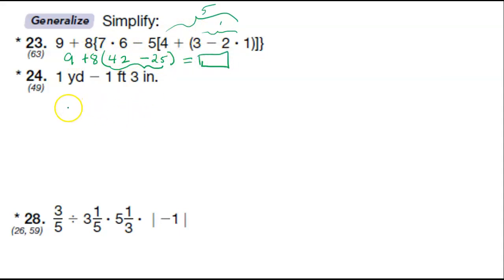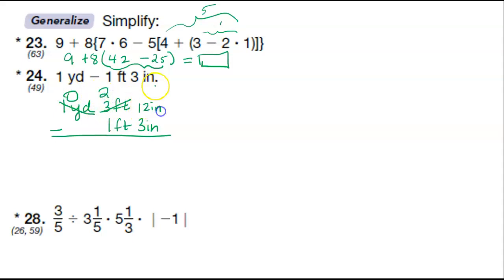All right, let's see what we have here. We have 1 yard minus 1 foot 3 inches. We're going to have to borrow. So that's 0, 3 feet. And then I'm going to borrow 1 foot. So I have 9 inches and 1 foot.